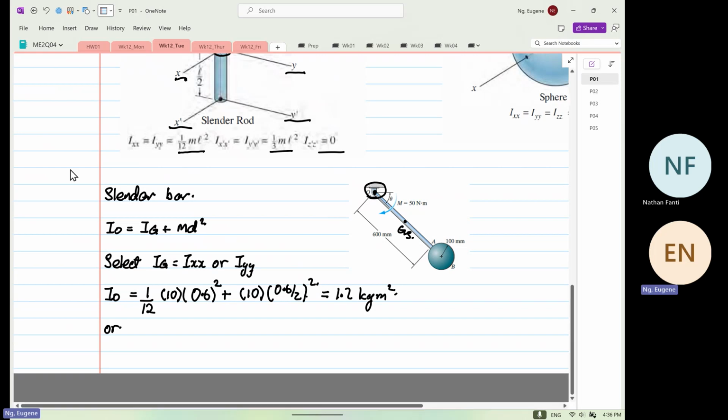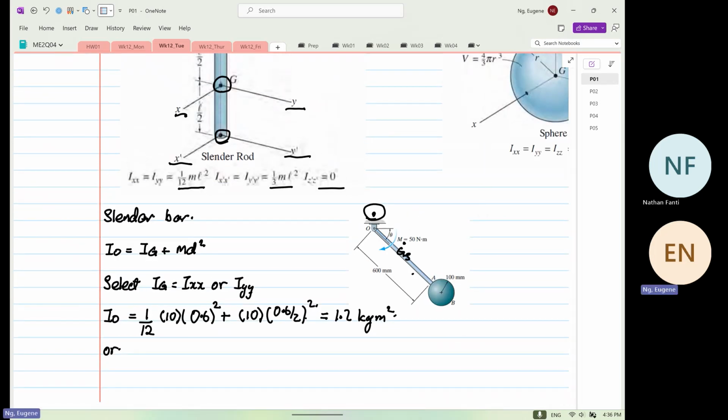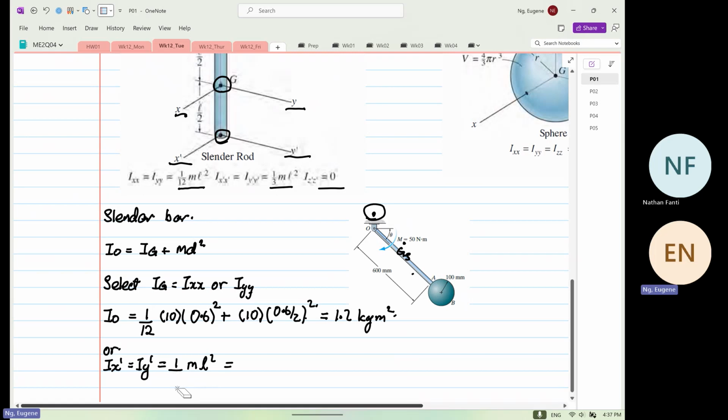Or we can use I_X prime or I_Y prime. And this will be equal to 1 over 12 m l squared. Oh, 1 over 3, you are right. 1 over 3 m l squared. So this is 1/3 multiplied by 10 times 0.6 squared, so it's 1.2.